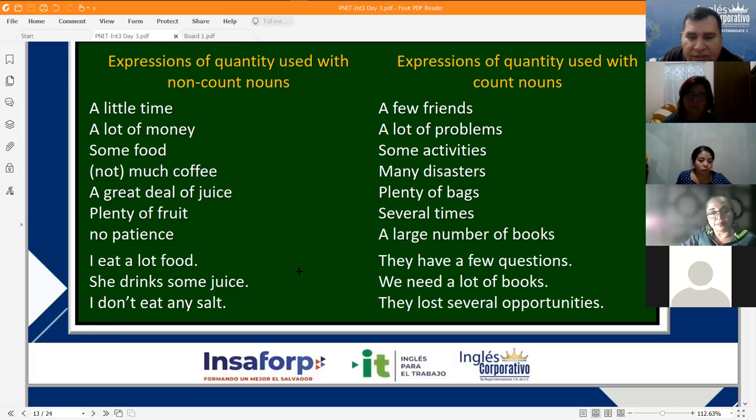Some examples are, I eat a lot of food. She drinks some juice. I don't eat any salt. They have a few questions. We need a lot of books. They lost several opportunities. Teacher, several opportunities? Yeah, many opportunities. Several opportunities, many opportunities, a lot of opportunities.